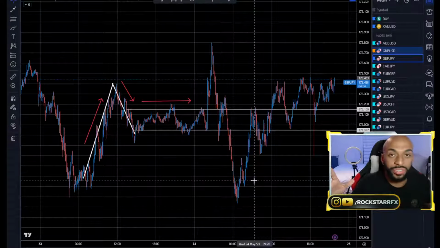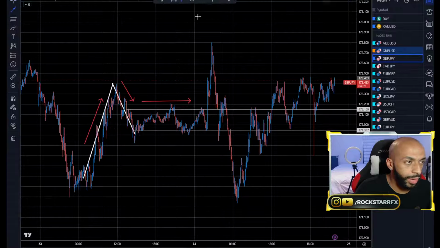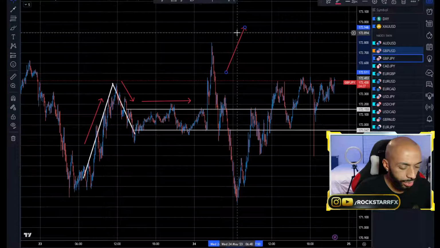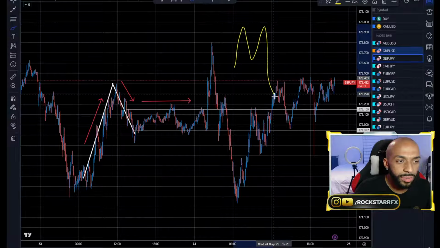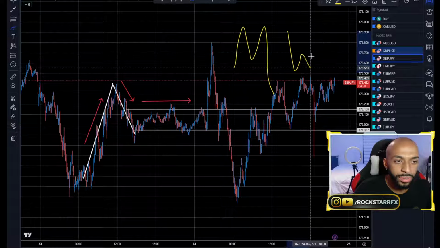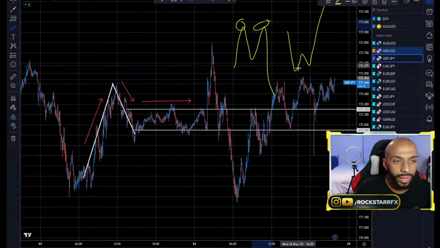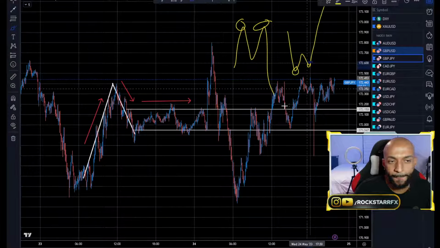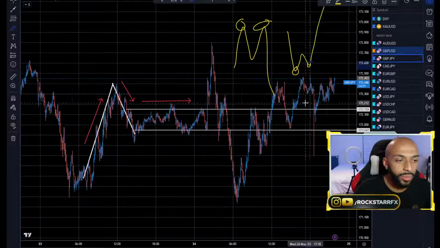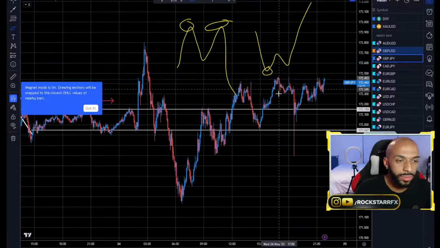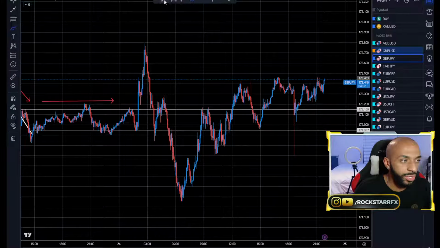Now, which patterns you start with is completely up to you. Some people like to start with the simpler ones like the M's and the W's, or double tops and double bottoms. Those are some simpler ones. How many of you guys here are familiar with M's and W's? I'll give you some quick examples of how that looks.